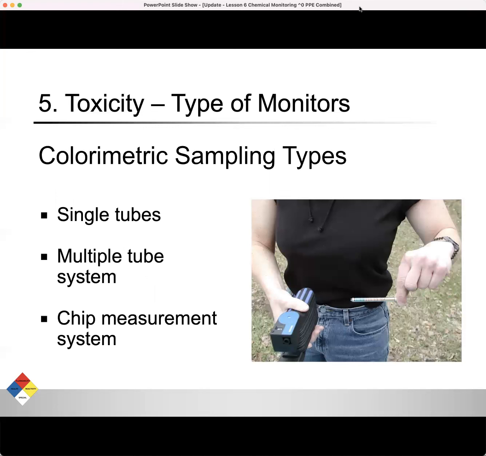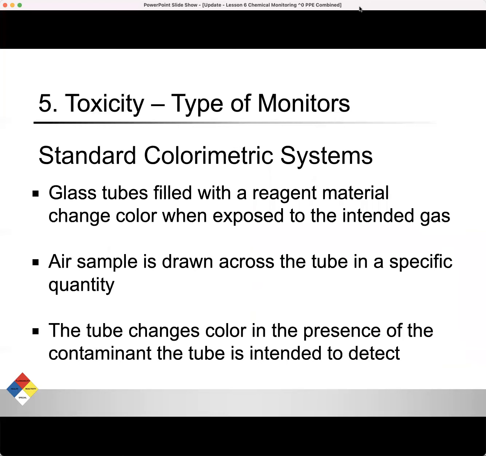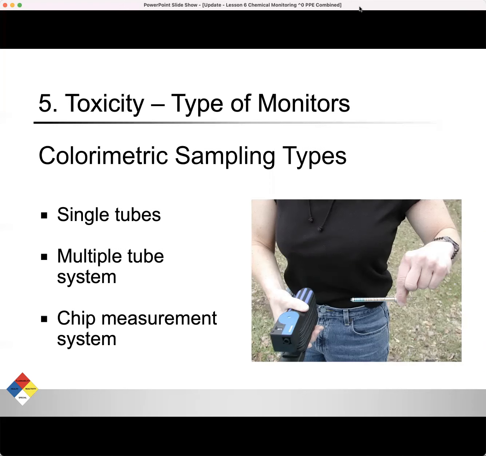Colorimetric sampling tubes, colorimetric sampling types. You have single tubes. The example there is a Draeger tube with a Draeger hand pump. There's multi-tube systems and then also chip measurement systems. I only have experience with the single tubes and the multiple tube systems. How do they work? The glass tubes are filled with a reagent material which changes color when exposed to the intended gas. You break off the tips, the two ends of the glass tube, and the air sample is drawn across the tube in a specific quantity. Each tube will have a number on it that corresponds to the number of pumps that you squeeze that hand pump with, and you'll see that there's a counter on it as well. So it will count how many pumps you've done.